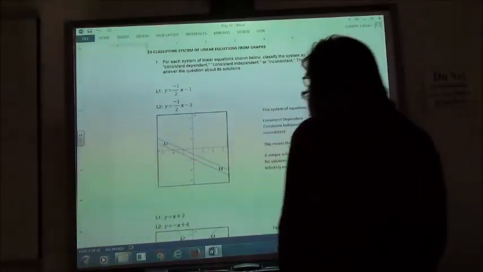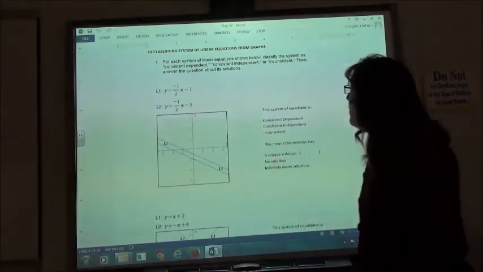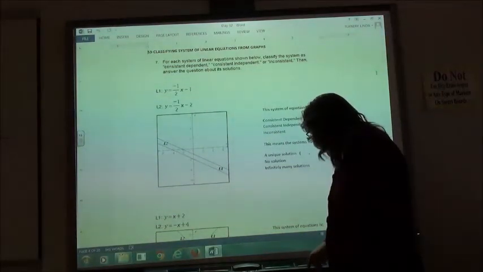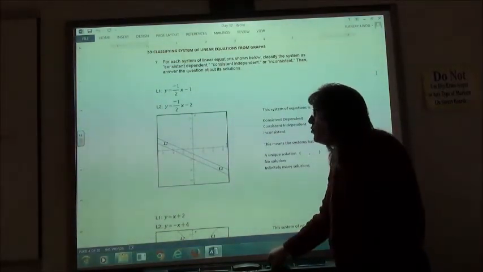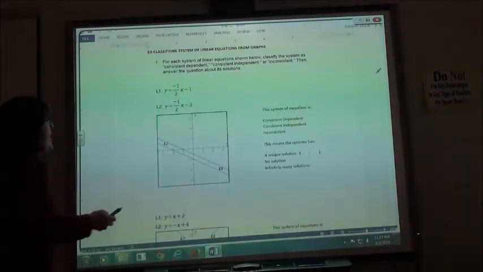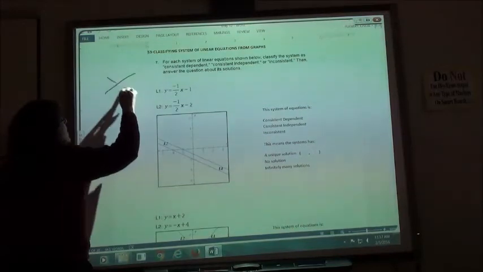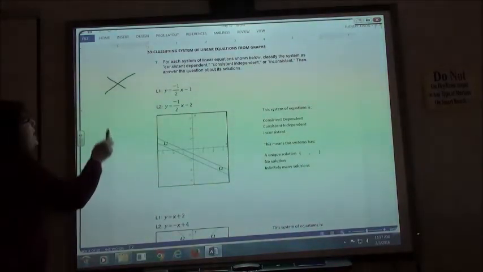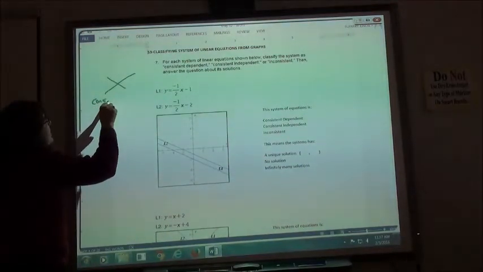7, 8, and 9 are classifying systems of linear equations from graphs. We're going to do systems of equations that are two lines. And if I have two lines, there are three different ways I can draw two lines. One way is just to have one line that intersects with another line. If one line intersects with another line, it's called consistent because it has an answer.